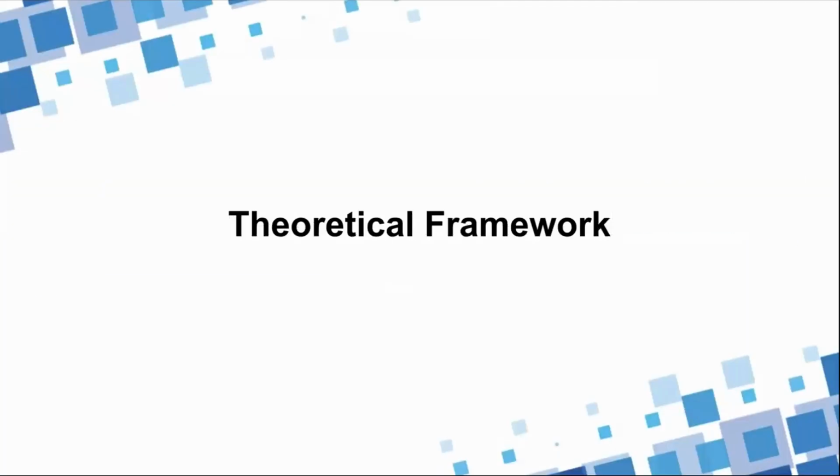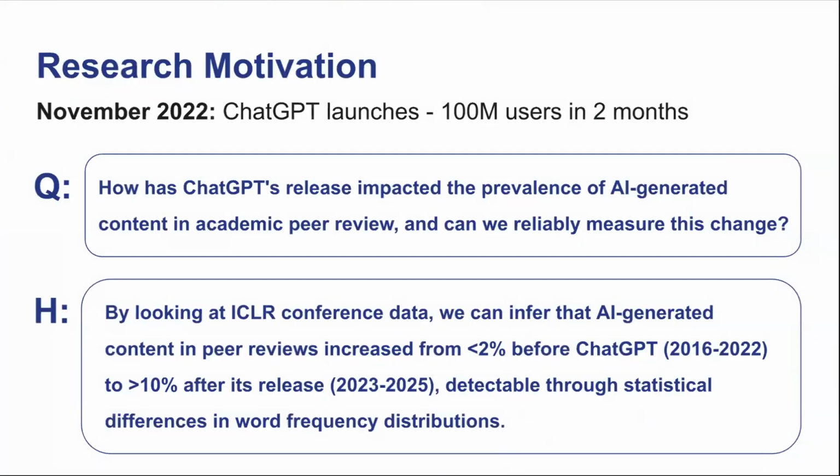Starting off with our motivation. As we know, ChatGPT launched in November 2022, and in just about 2 months it immediately had 100 million users. With that background knowledge, we're trying to answer the question: how has ChatGPT's release impacted the prevalence of AI-generated content in academic peer review, and can we reliably measure this change?